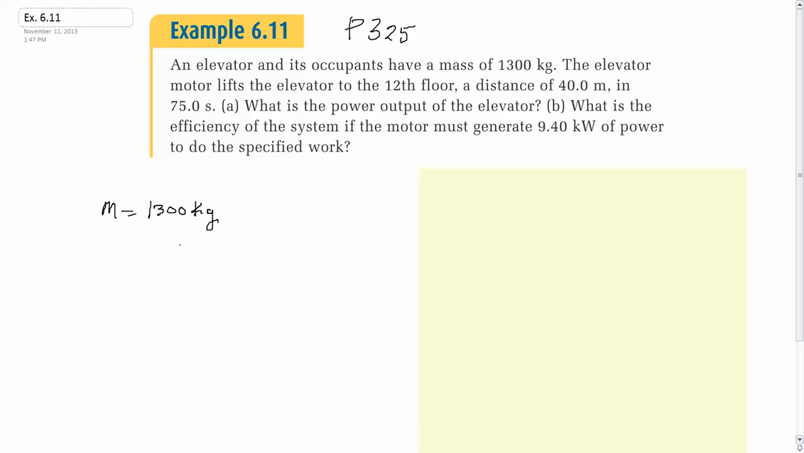The elevator motor lifts the elevator to the 12th floor, and this is a vertical distance, height is 40 meters, in a time of 75.0 seconds. We're looking for A, the power, and essentially the power output of the elevator. This is the power generated as the elevator goes up, and B, we're looking for our efficiency.